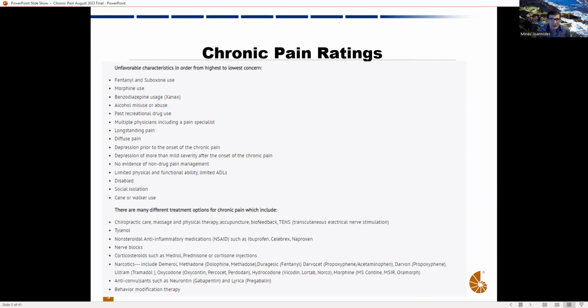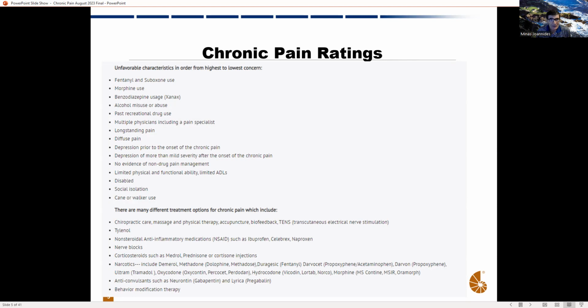Unfavorable characteristics in order from highest to lowest concern would be any evidence of fentanyl or Suboxone use, and we're going to talk about those drugs in a little bit. Morphine use, the addition of benzodiazepines on top of opioid use. Benzodiazepines would be drugs like Xanax. Any additional alcohol misuse or abuse, past recreational drug use.